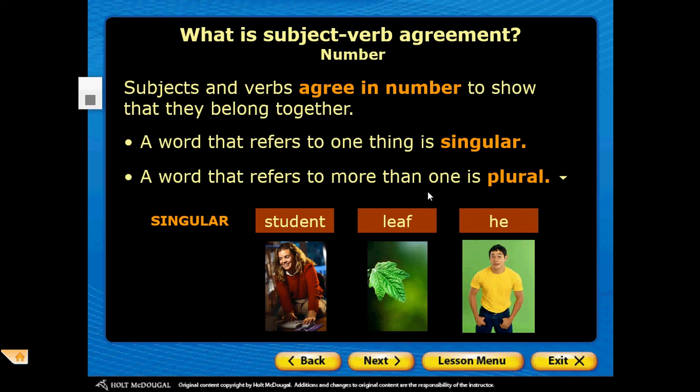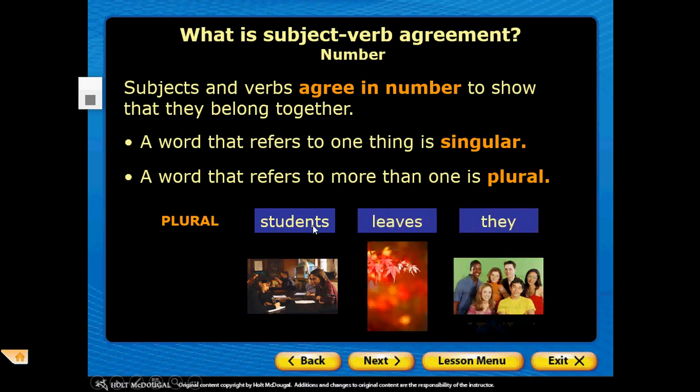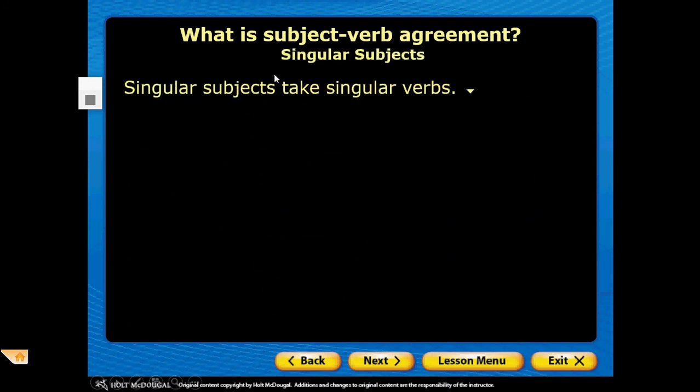So sometimes we need to compare Arabic with English so that it's easy to understand and grasp. So instead of one student, how many students are we talking about here? Two, more than one. Two or more. And here, "leaves", and here we are talking about "they". All right. So, singular subjects take singular verbs.